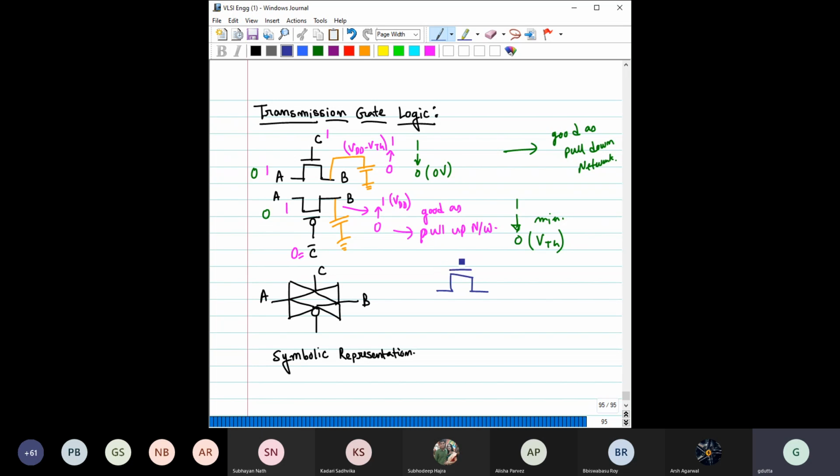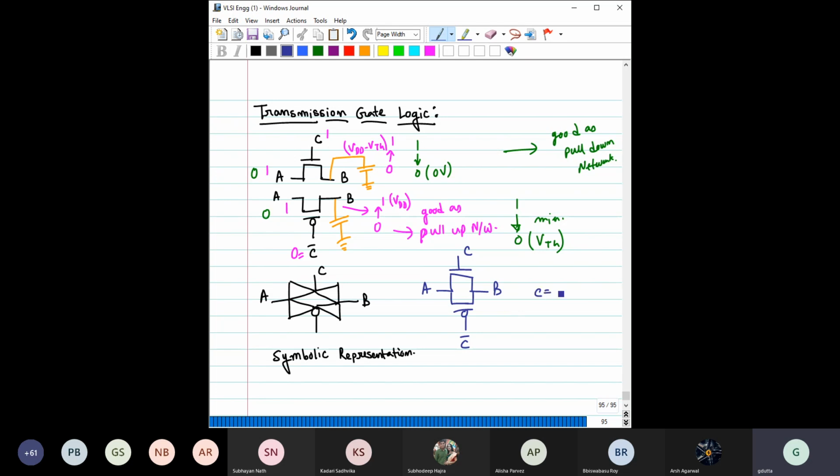So here, what we will do, we will make it like this, and we will also do the same thing here. Means just combine these two in parallel. This is C bar. That makes the transmission gate. Basically, transmission gate means what?